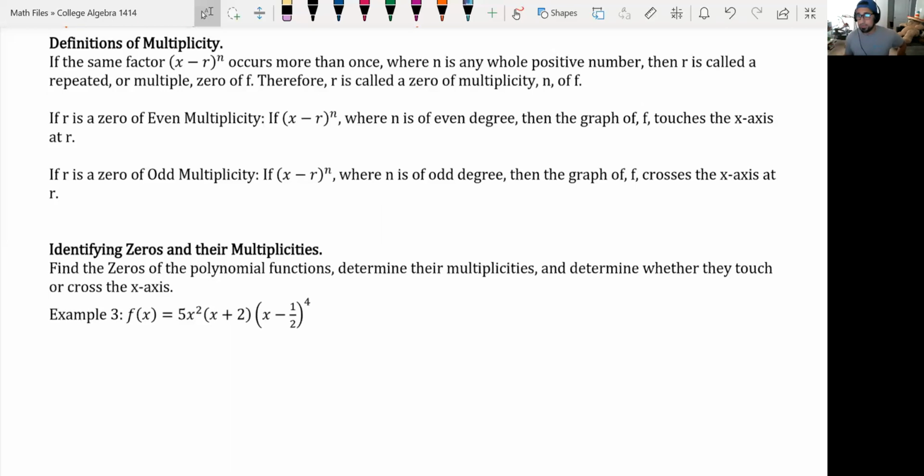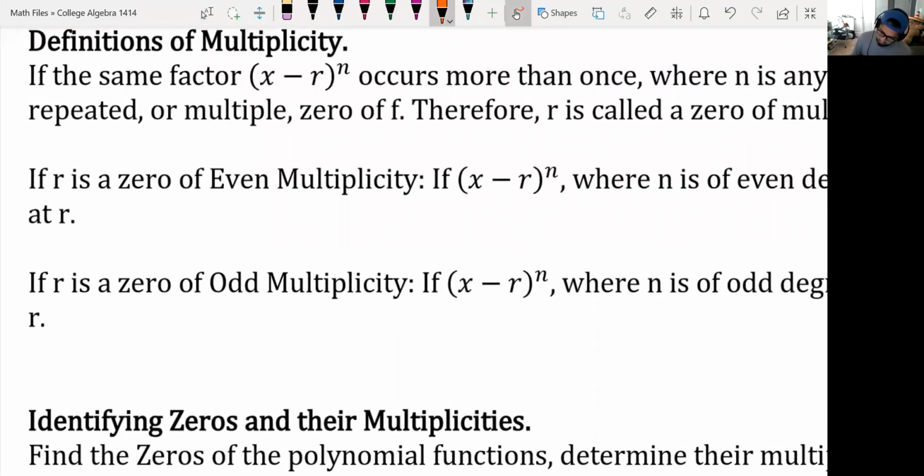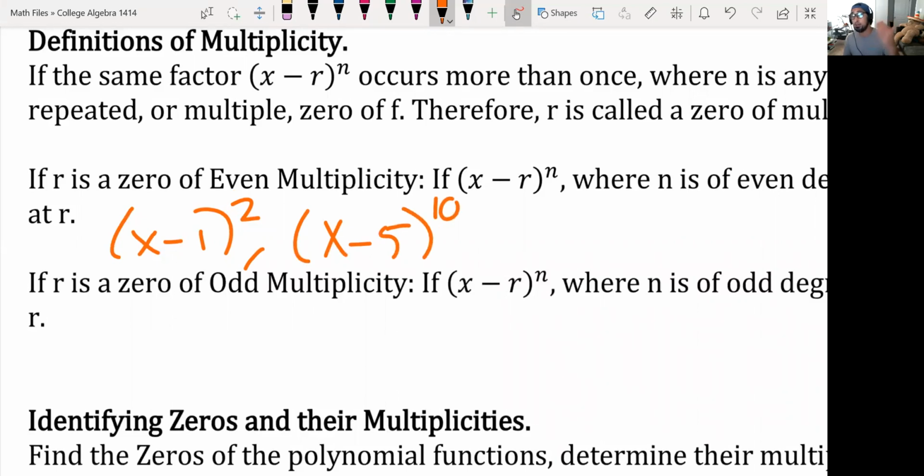If r is a 0 of even multiplicity, this means that the factor, the 0, the intercept, the root, shows up an even amount of times, right? It means the degree has to be even. A good example of that would be, let's say we had x minus 1 squared. This means that x minus 1, the 0 of 1, shows up twice, meaning this would have a multiplicity of 2. If I had x minus 5 to the 10th, this means that the 0, 5, shows up 10 times. I can even have x to the 6th, and this means that the 0 of 0 would show up 6 times. This is what it means to have even multiplicity.